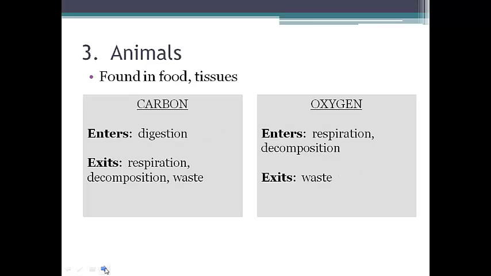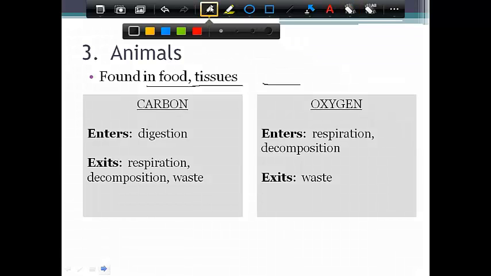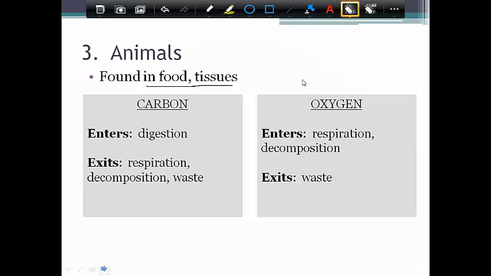Third structure we're going to talk about is animals. Where do we have carbon and oxygen in us? Well, we get it through our food. Okay, that's how it gets into us. And it then gets put into our tissues, so in our cells, so in our heart, in our muscle cells, in our skin cells, we have that carbon in there because that came from our food.